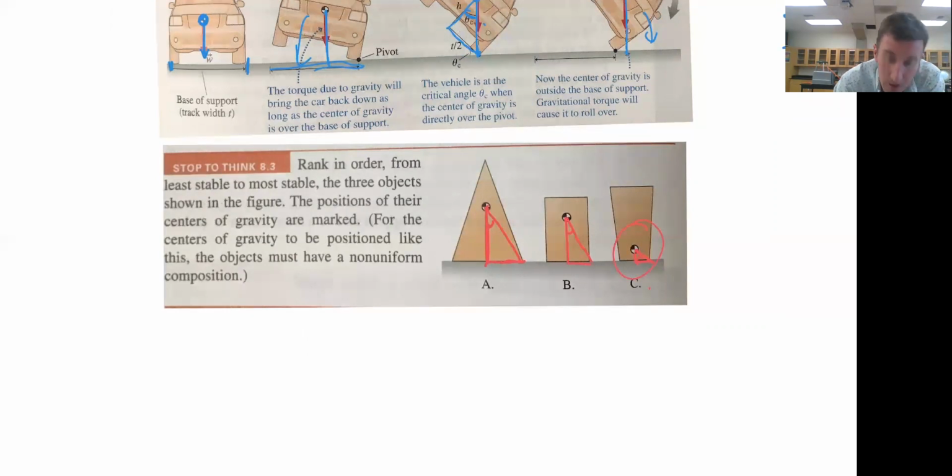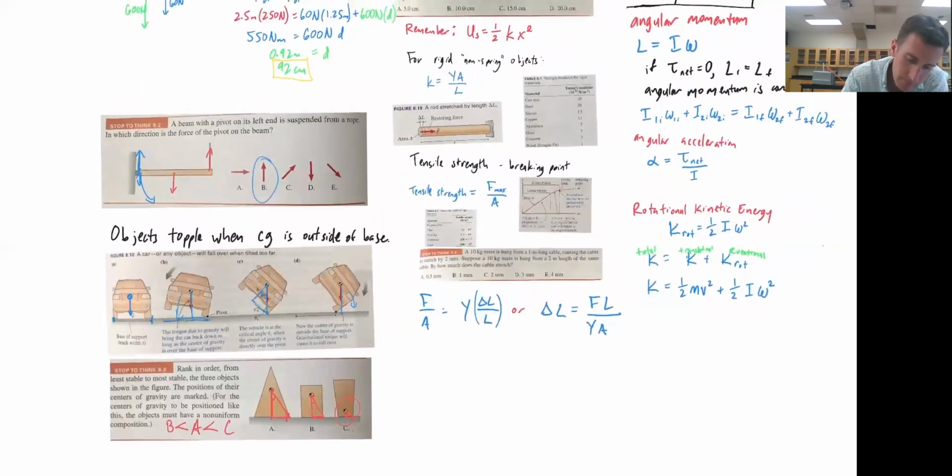So the least stable looks like B. I think that is the tightest angle based on my drawings, because its center of gravity is pretty darn close to the same height. It's slightly lower, but the base is much, much smaller. Like this has a pretty big base there, so that's protecting it. So I'm going to say B is the least stable, and that's less stable than A, which is less stable than C. Right? C has the greatest critical angle. All right.